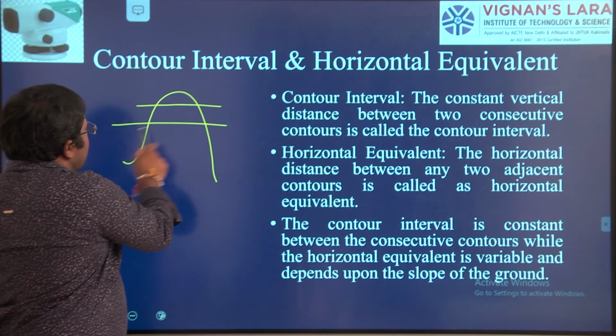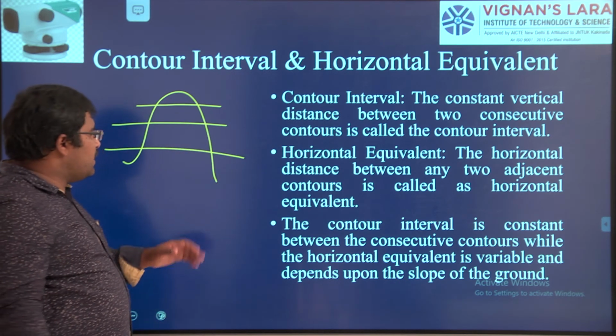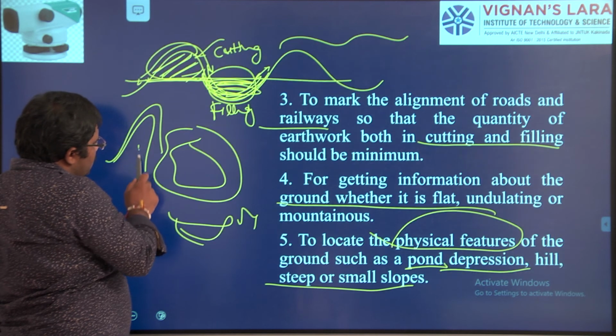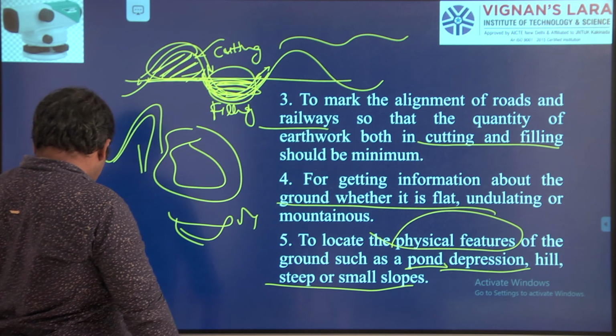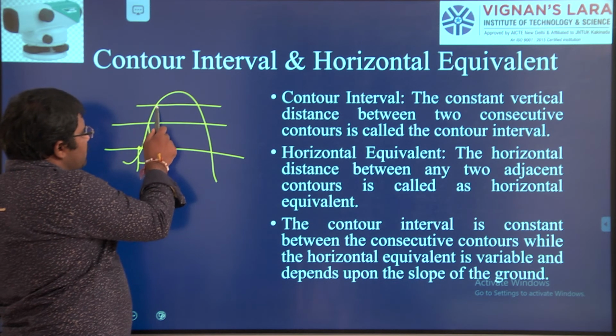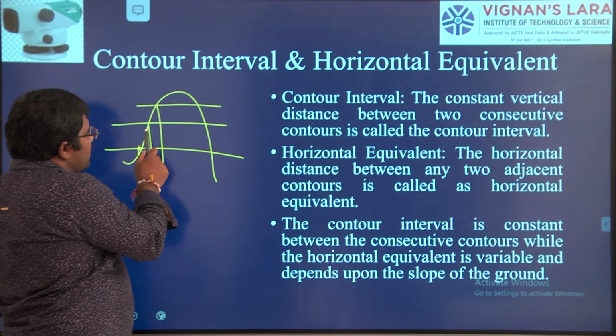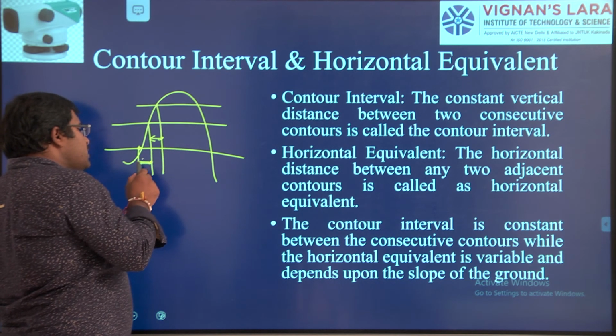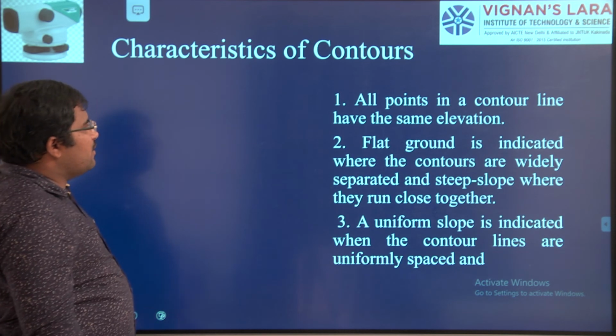These are some contour maps on a hill. Now I want to know the distance between these two, from this mark to that mark. This is the horizontal distance. We have a horizontal distance between two points like this. So this is called horizontal equivalent.